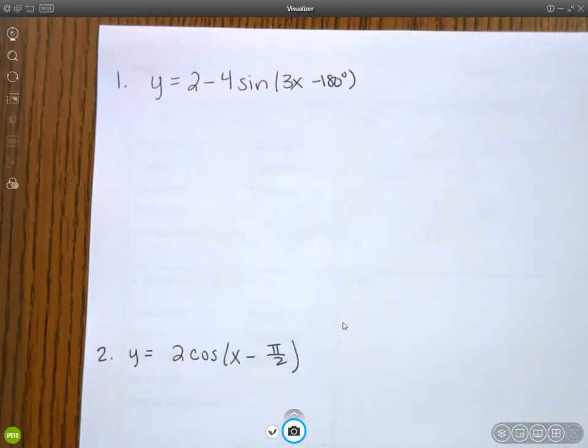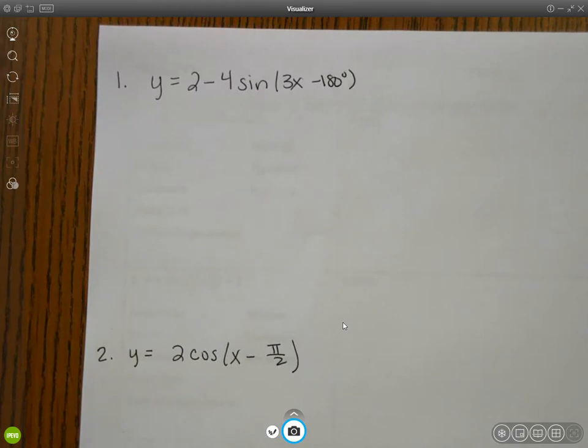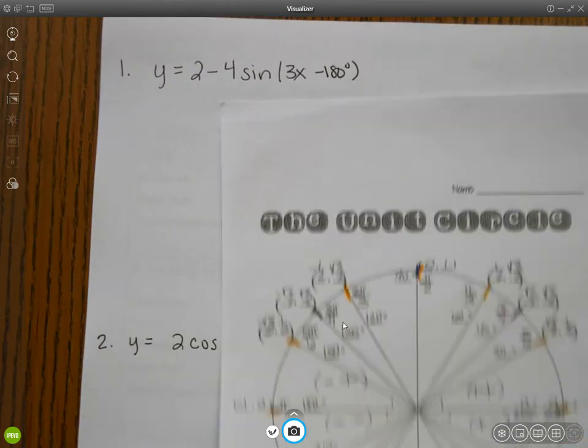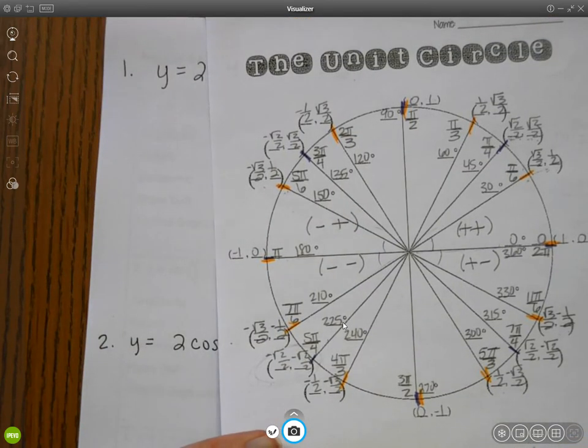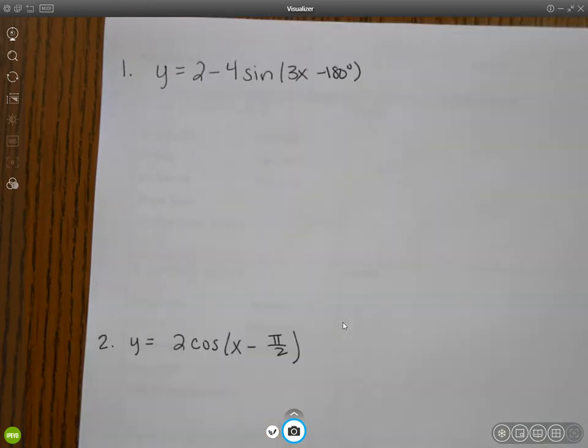So make sure that you're practicing those parent functions. Also make sure that you're practicing the unit circle, because that test is also Friday, including the definitions that we put in your composition book on the unit circle page, the ones that I showed you in Monday's video.